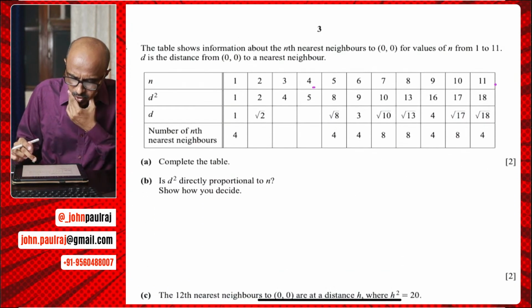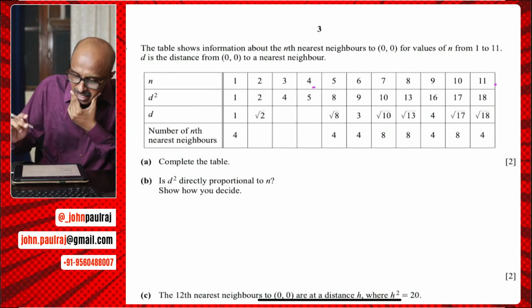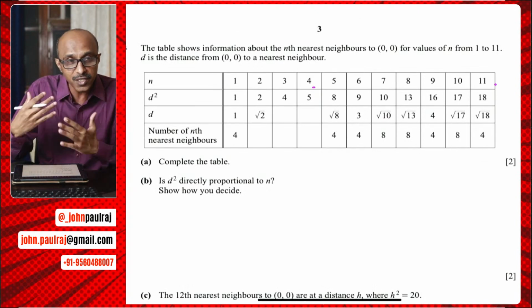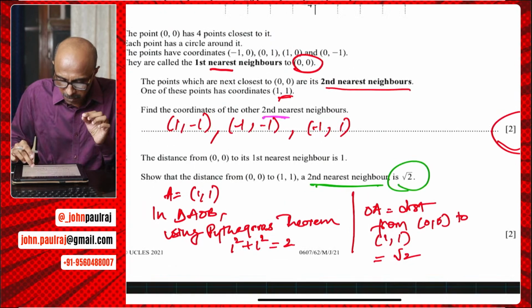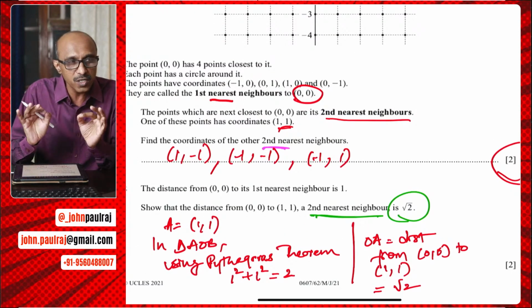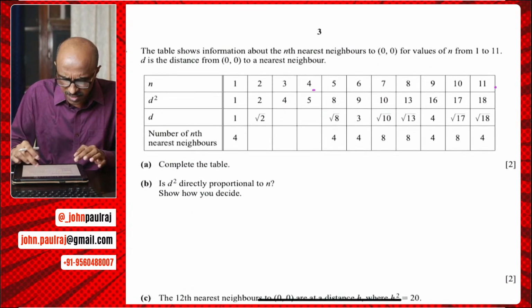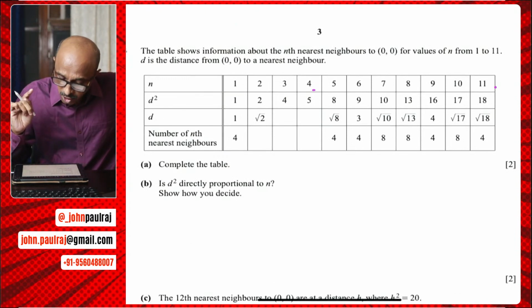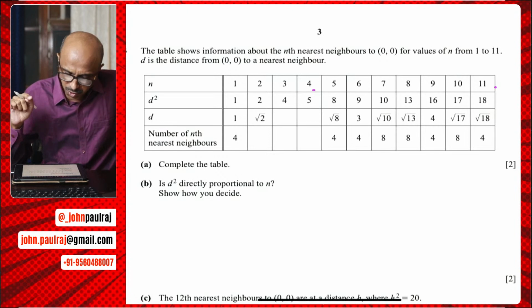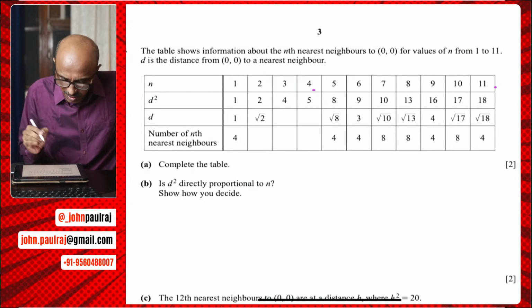Now the table shows information about the nth nearest neighbors, and this is where it starts getting generalized. They're using particular examples here, particular coordinates of points, and then there's some generalization going on. The table shows information about the nth nearest neighbors for values of n from 1 to 11, and there are some gaps here. I think we need to fill those.